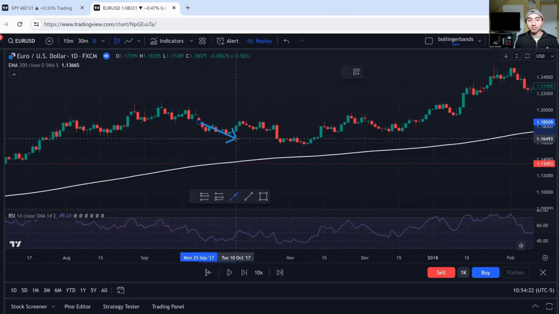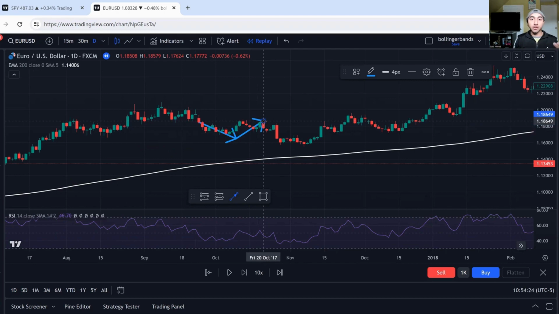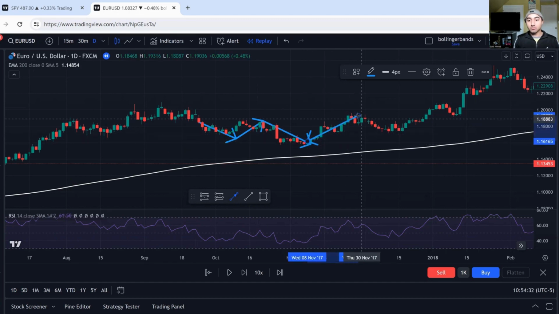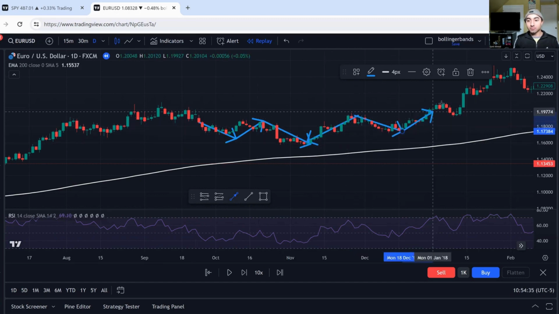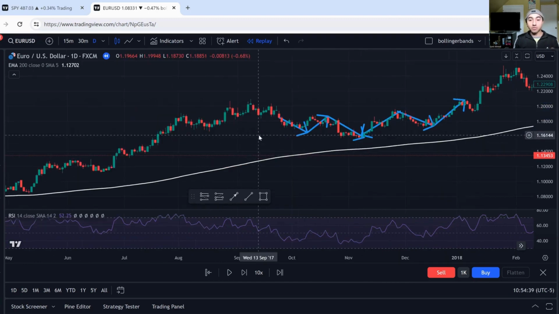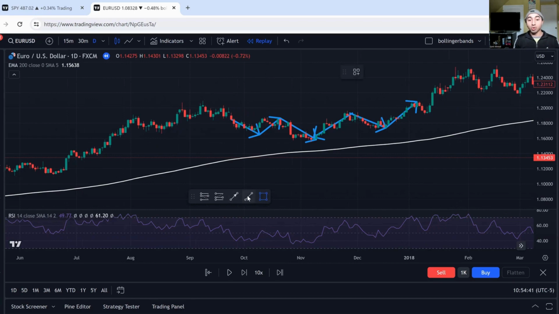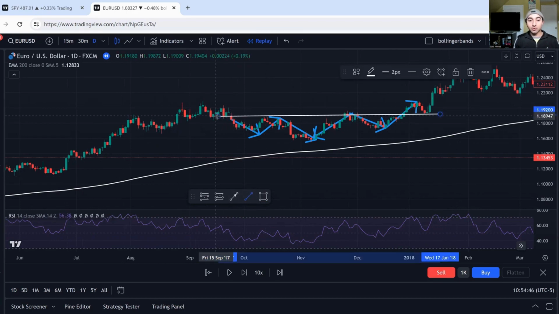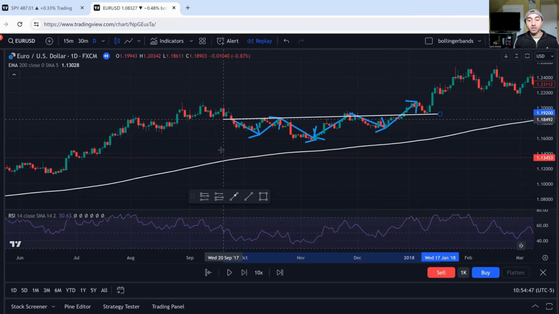What do you see over here? Head and shoulders pattern, right? Left shoulder, head, right shoulder. This is an inverse head and shoulders. This goes back to the video that I made on chart patterns, right? Now, head and shoulders is a bearish pattern, right? An inverse head and shoulders is a bullish pattern. Okay, so what do you have here? You have an inverse head and shoulders right over here with an uptrend.